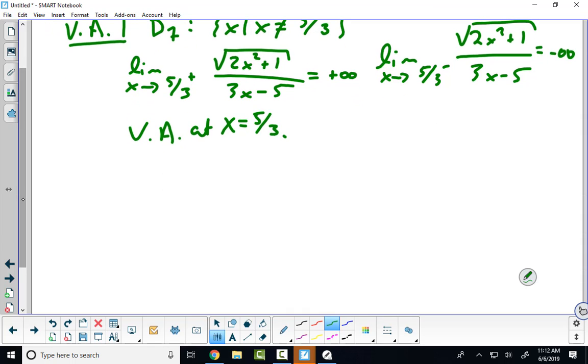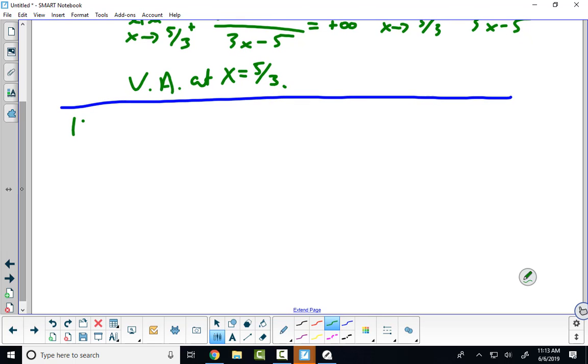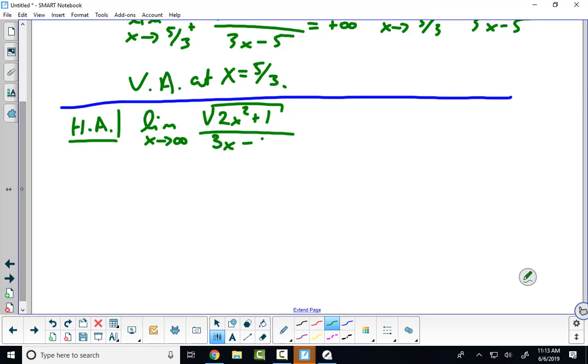Moving on. So now we want to go hunting for what? Now what should we go hunting for? Horizontal asymptotes. Okay? So to do horizontal asymptotes, we look at the what of the graph? The long-term behavior or the end behavior of the graph. We're going to look at the long-term behavior. So let's look at the limit as x approaches infinity of the square root of 2x squared plus 1 all over, was it 3x minus 5? I think so, 3x minus 5.